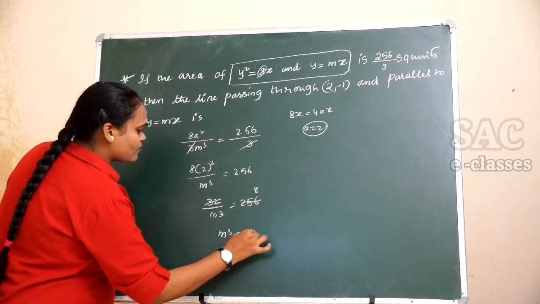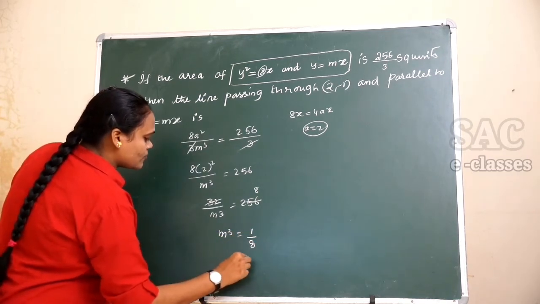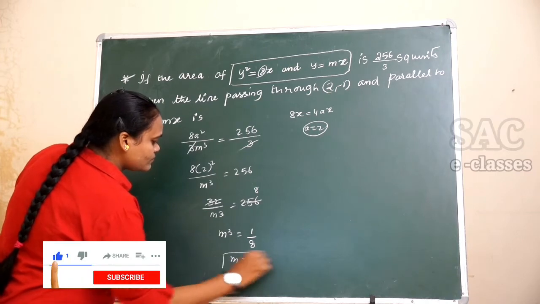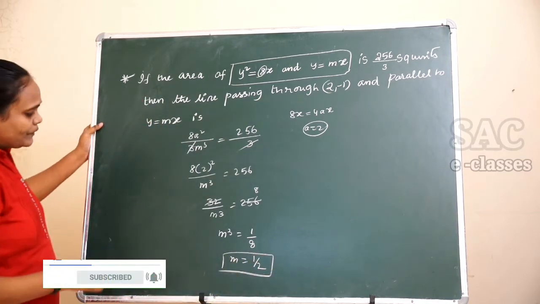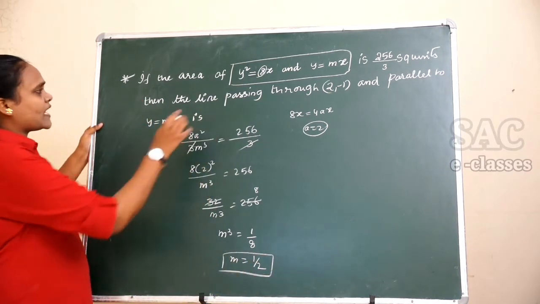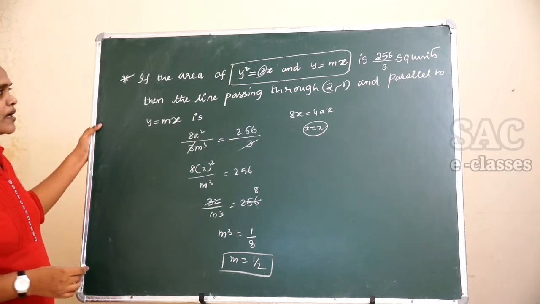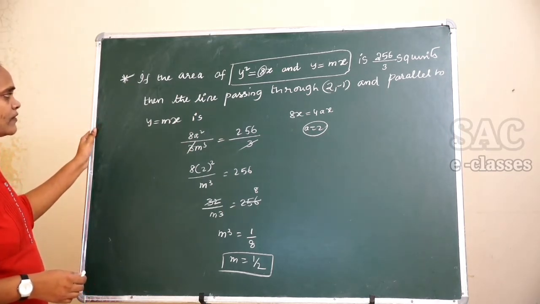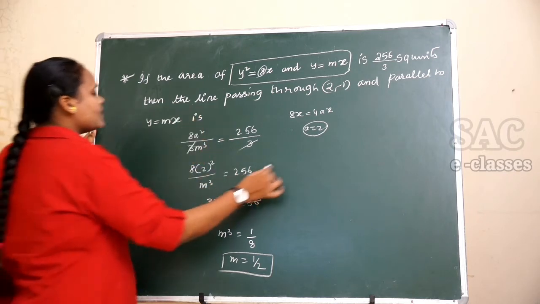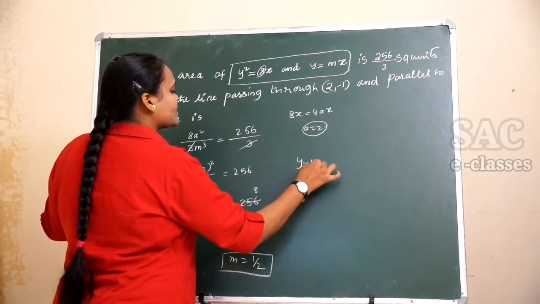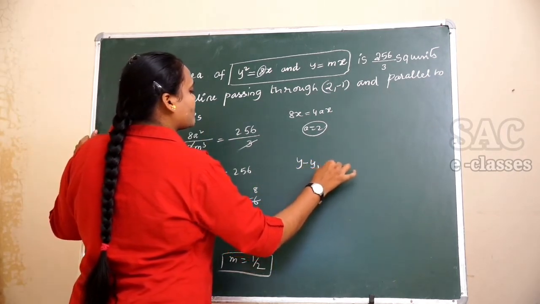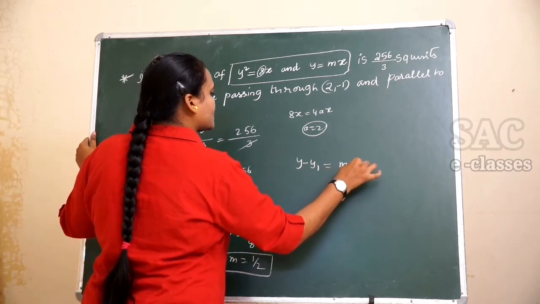Obviously m cubed is 1 by 8, where the m value is 1 by 2. Now, do you want the m value, or the line passing through (2, -1) and parallel to y = mx? We need a line. We all know that the equation of a line is y minus y1 is equal to m into (x minus x1).